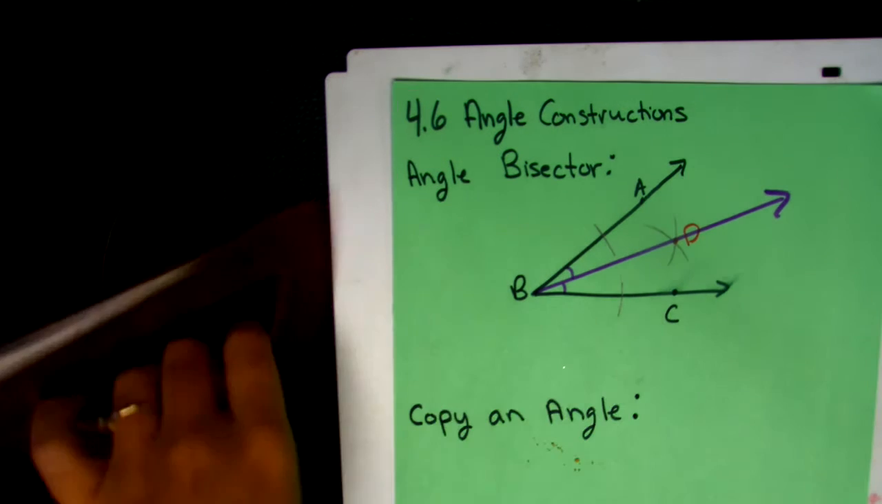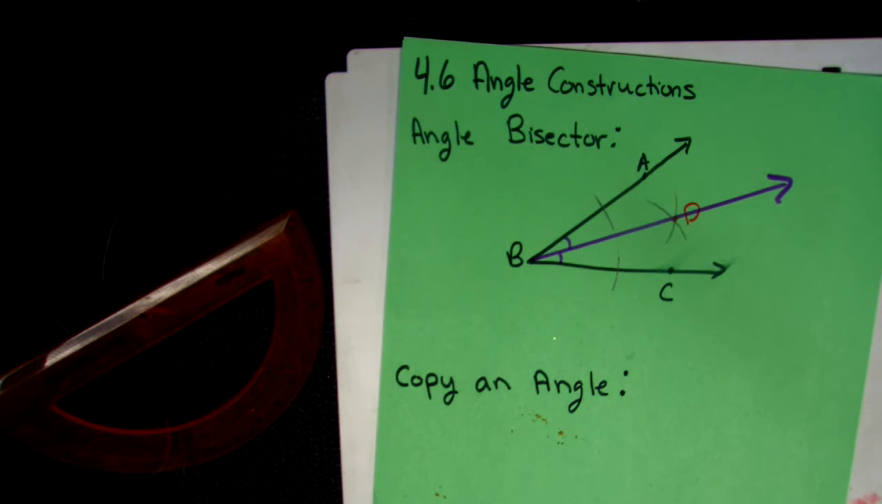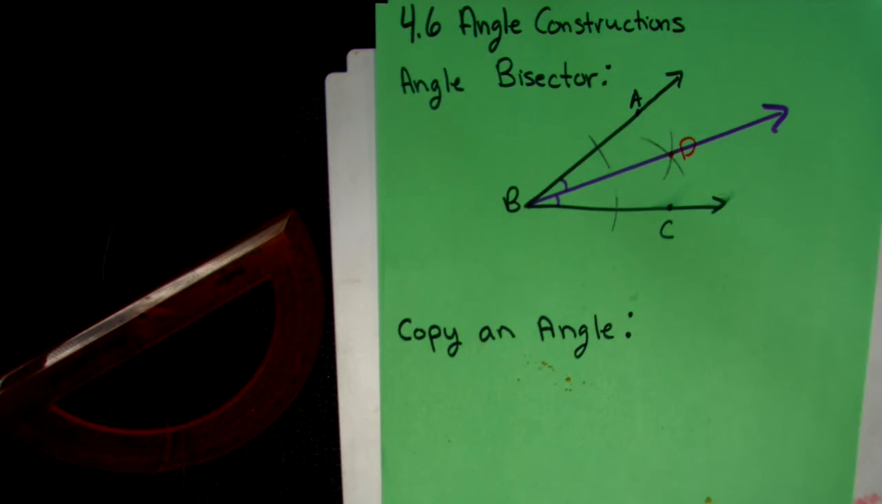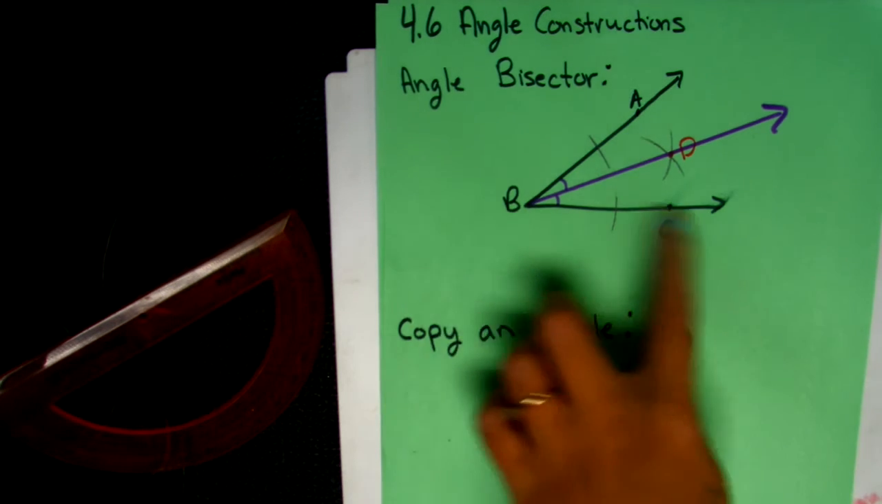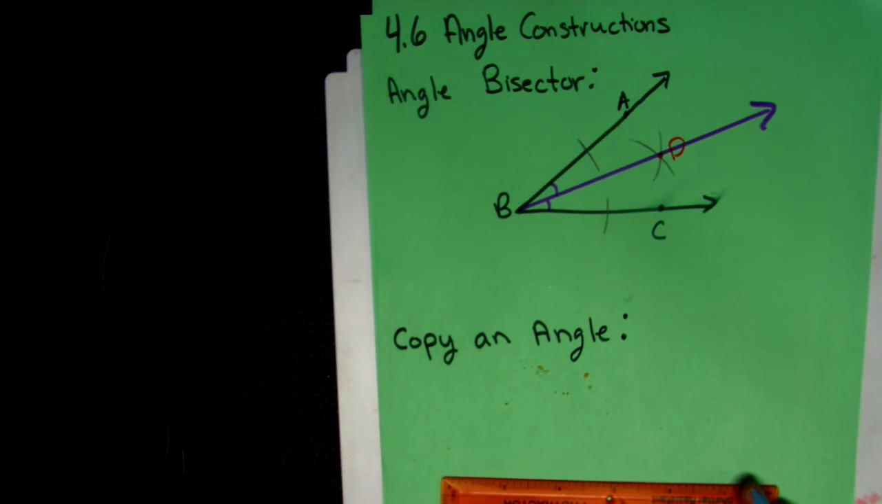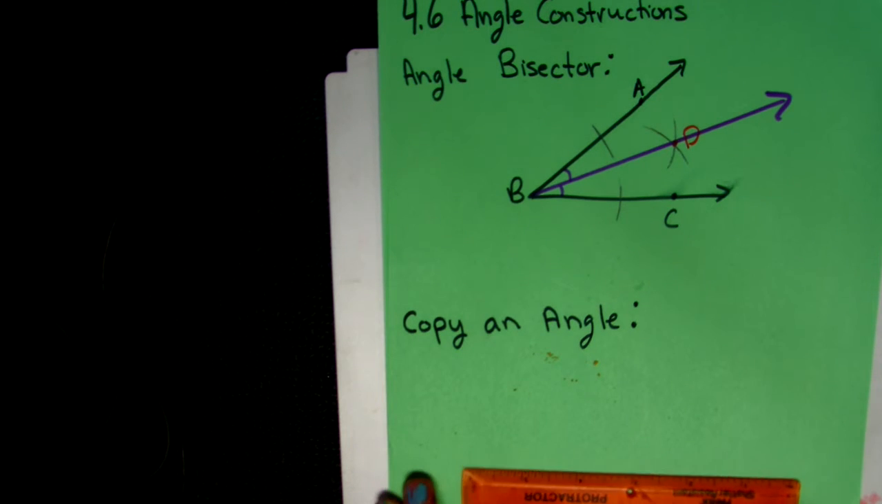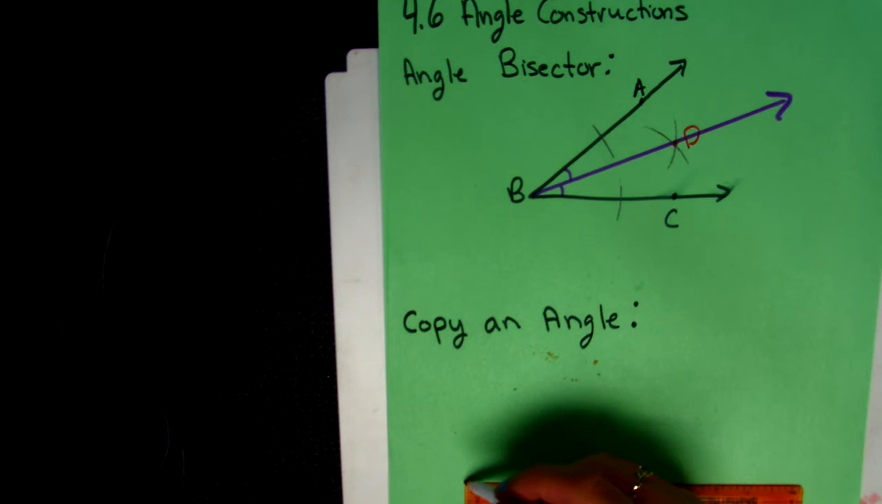We're actually going to copy the angle that we used for this example, angle ABC. Let's say I want to copy angle ABC. The very first thing I need to do is copy the ray BC. So I need to copy this base angle. In order to do that, I'm going to use my straight edge and just get a ray going. So here's my ray.